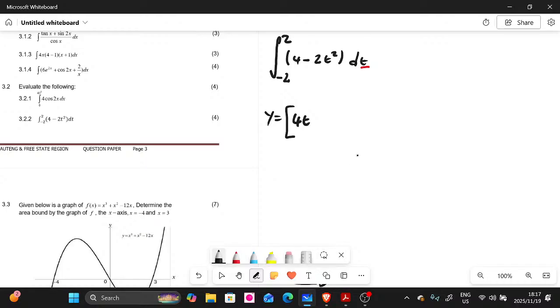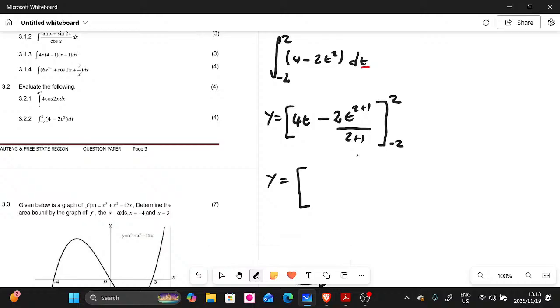And then we continue here. This one is a standard integral. We have 2, and then we have t, 2 plus 1 divided by 2 plus 1. And then we have the upper limit, which is 2, the lower limit, which is negative 2. Now, if you continue here, we're going to have the bracket of the upper limit, which is 4t, minus, then we're going to have 2t with the exponent 2 plus 1, that is going to give us 3, divided by 2 plus 1, that is going to give us 3, and then we close here.